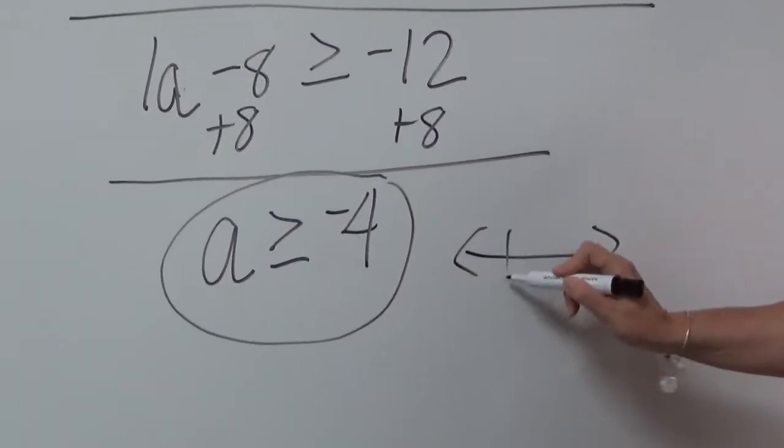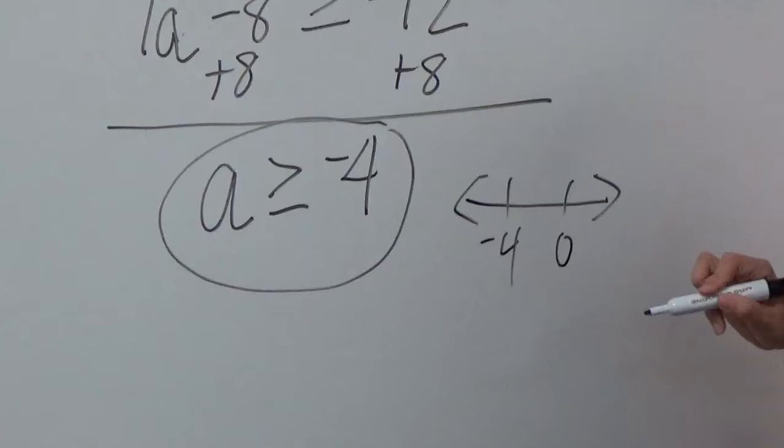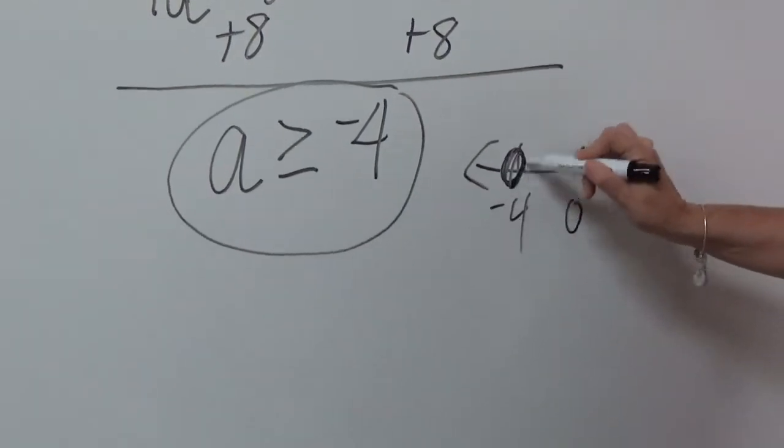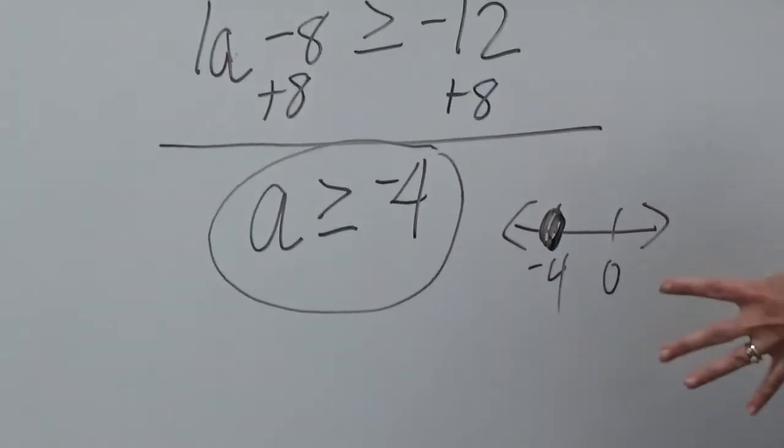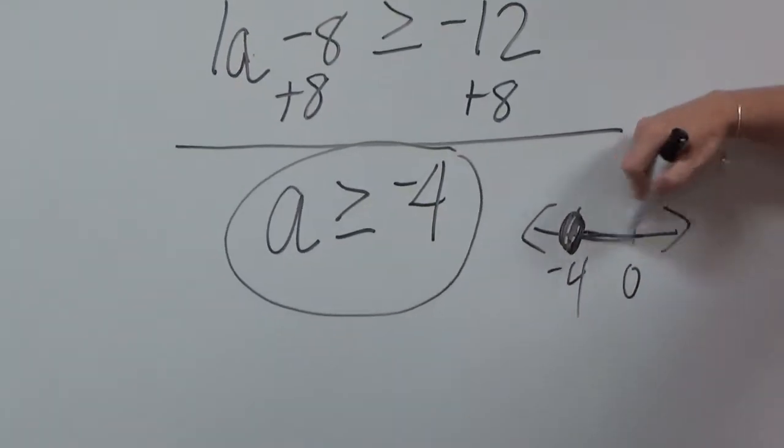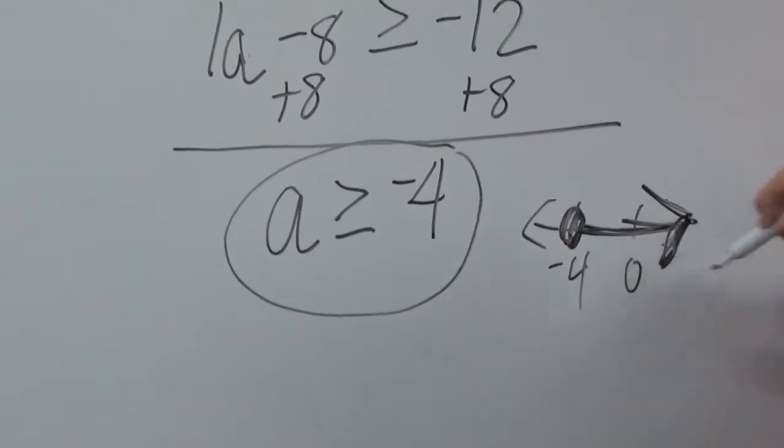A is greater than or equal to negative 4, sorry. Negative 4, here's 0. I'm going to do a colored in circle because it's greater than or equal to. All my answers should be bigger than negative 4, which means I need to go that way.